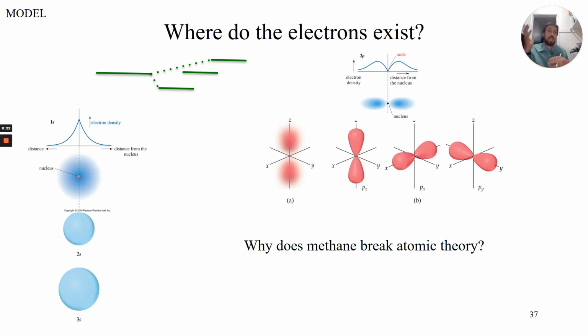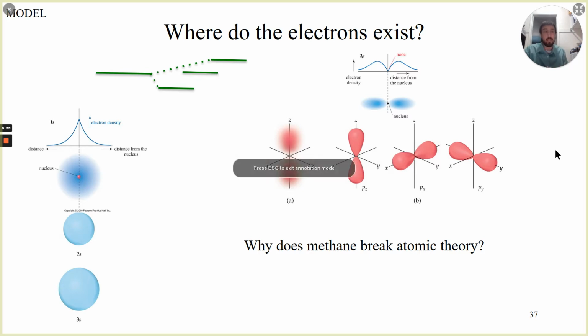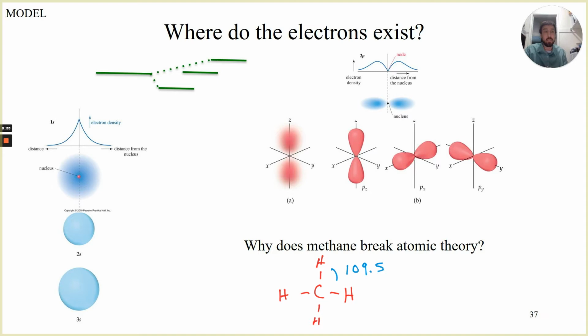Atomic theory said we had s and p orbitals, which is all fine and dandy, but as soon as we move into molecules, things start to break apart. And why do they break apart? Well, probably the easiest example would be something like methane. If we look at methane, all of those bonds or orbitals, because that's where the electrons have to exist, need to be identical. And they need to be identically spaced at 109.5 to match our VSEPR system.